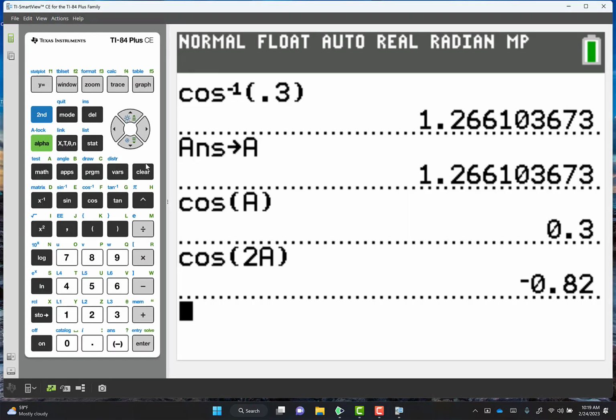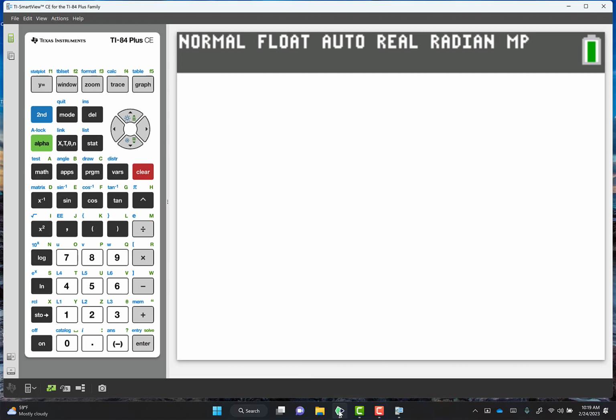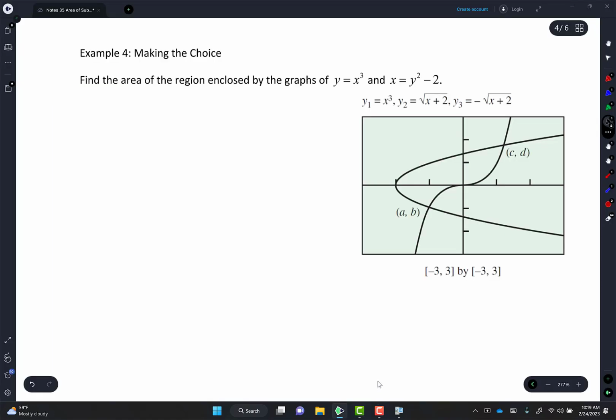We're going to put the equations in. All right, so here we go. Find the area of the region enclosed by the graphs. Notice that they want a region, and it's enclosed by these graphs: y equals x cubed and x equals y squared minus 2. First we're going to do it with respect to x, and then with respect to y, and you're going to see which one's easier. Obviously, I think y is easier, but we'll get there.